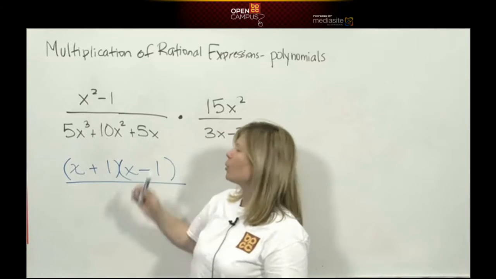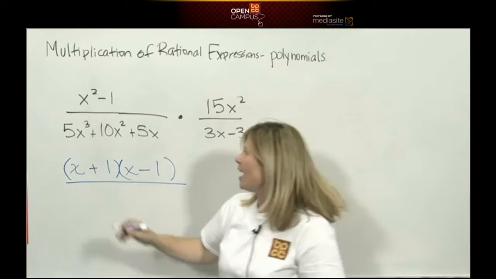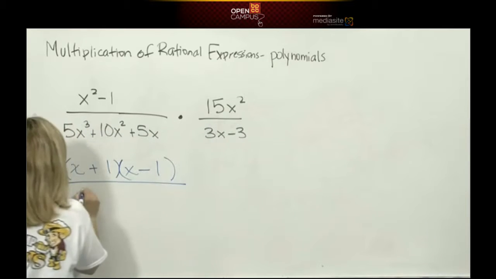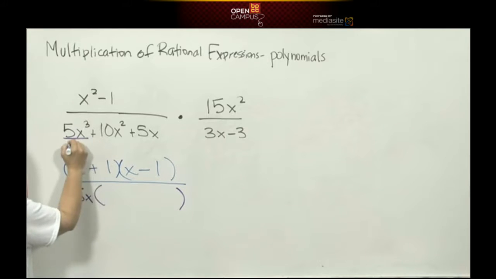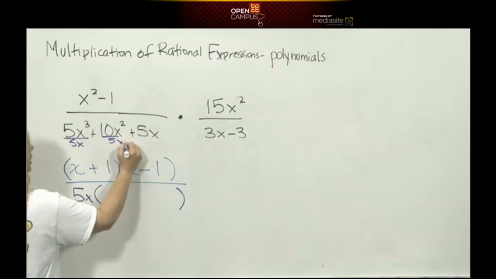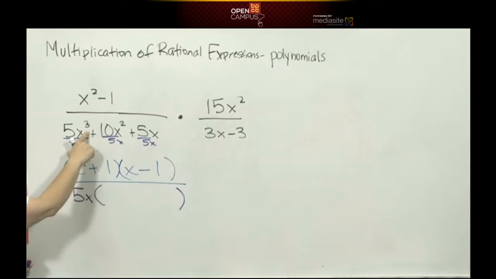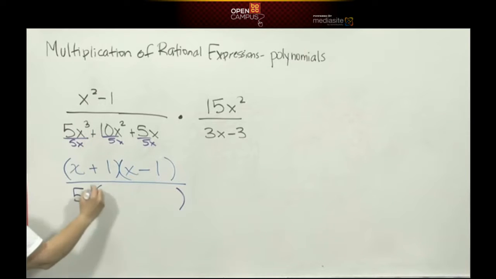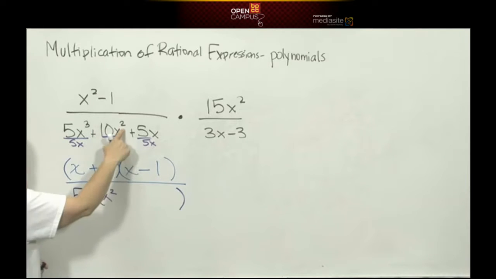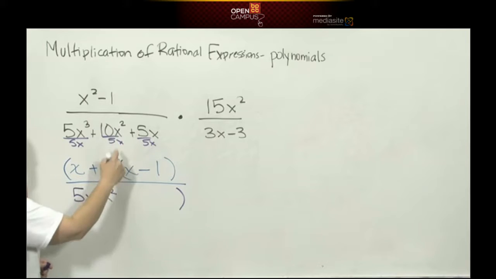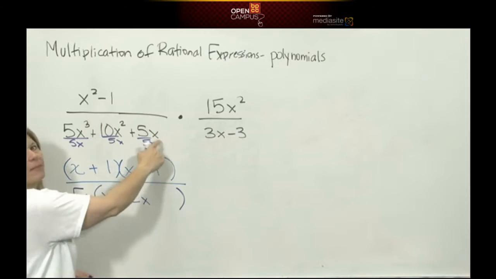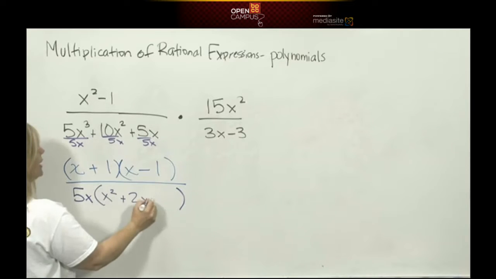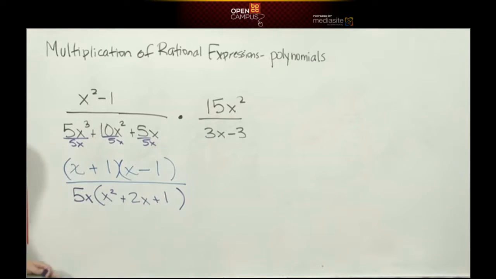What do these three terms have in common? We could divide out of them each a 5x. So I'm going to put the 5x in front and tell me what's left. And I have to physically write it. It helps me. 5x cubed divided by 5x would be x squared. 10x squared divided by 5x would be positive 2x. 5x divided by 5x is 1. I need to write it because it's a plus 1. So there we go. We pulled out our GCF.